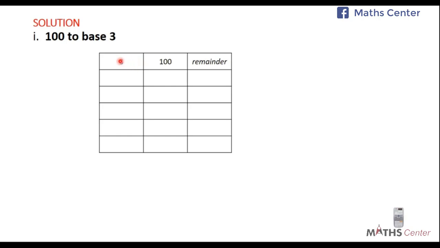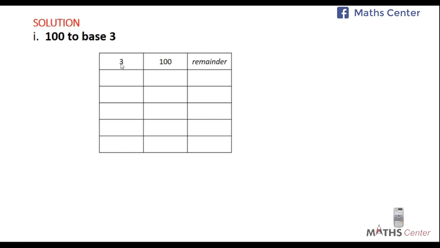The first column belongs to the base that you are converting the number to. So here we are converting 100 to base 3, so you write 3 here. Then the heading of the second column will be the number that you are converting. The number you are converting is 100, so you have that there. Then the last one will be the remainder. Now this is what we are going to do. The first step you have to do is to divide the number by the base. That is the first thing you do.